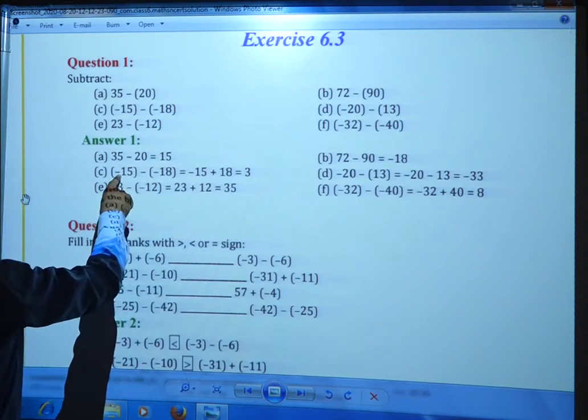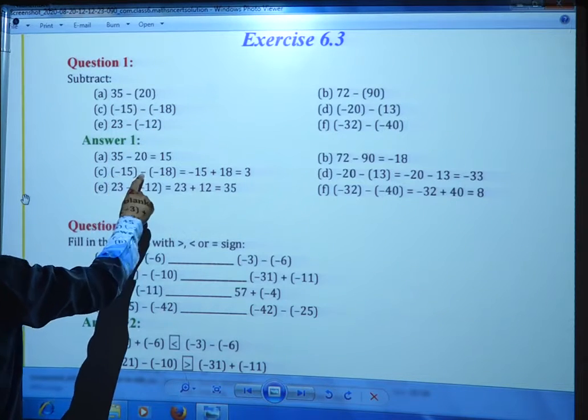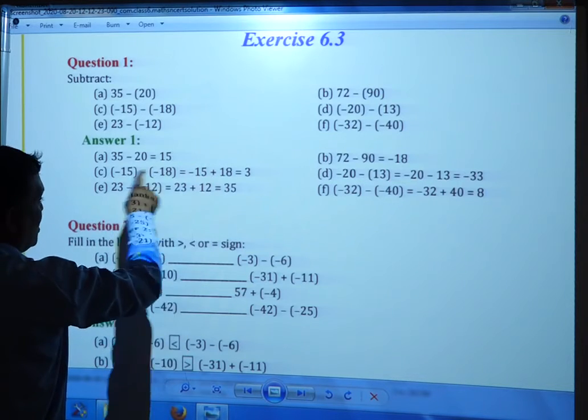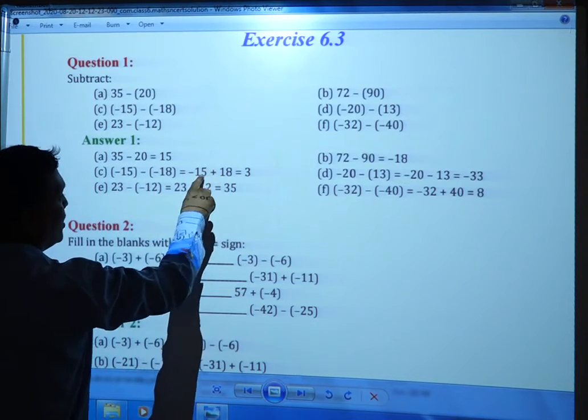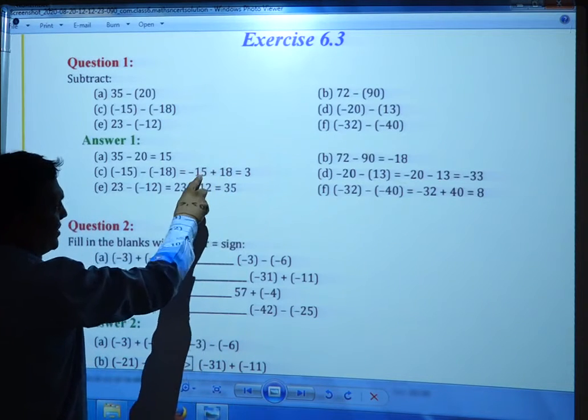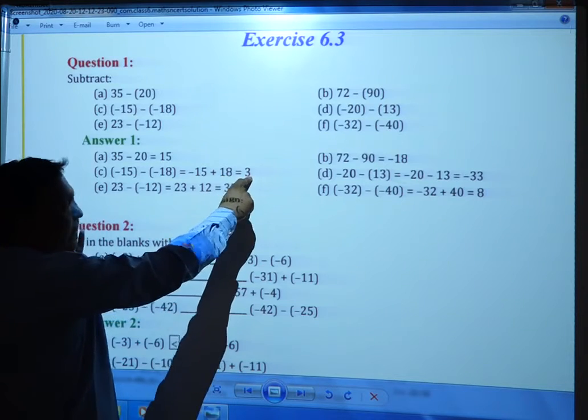Next question. Minus 15 minus minus 18. So minus 15 minus into minus, it became a plus. When two minus are together, it became a plus. So minus 15 plus 18. Minus 15 and plus 18. One is plus, one is minus. You have to do the minus, 3. Greater sign is plus. So it is plus 3.